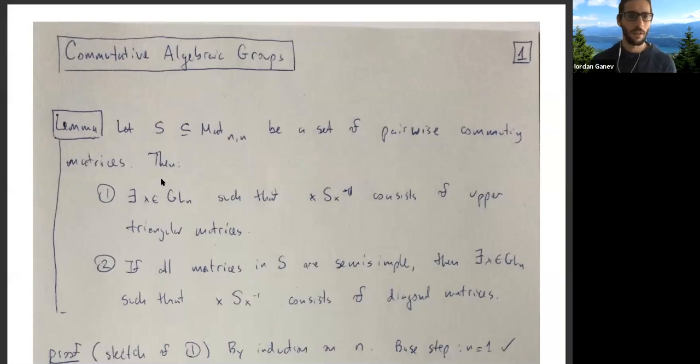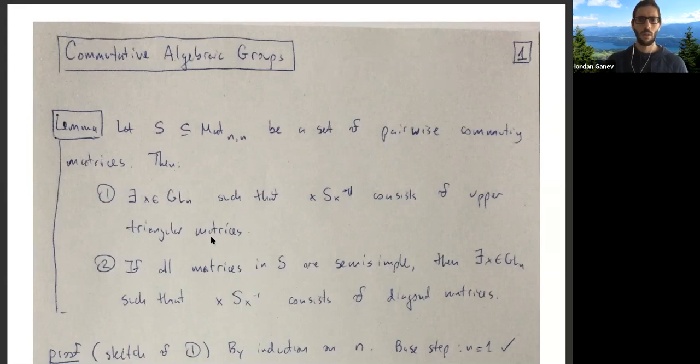So we'll still be using a lot of the Jordan decomposition stuff, but this will be a little bit in a different flavor. So commutative algebraic groups, so algebraic groups where all the elements commute. So before jumping in, let's state this lemma that we'll need.